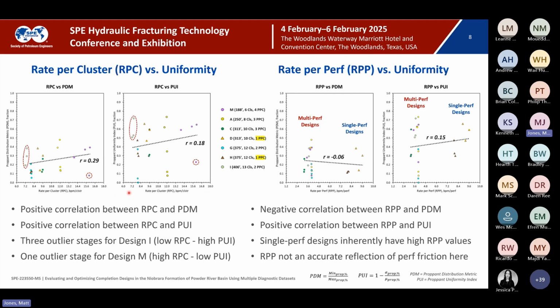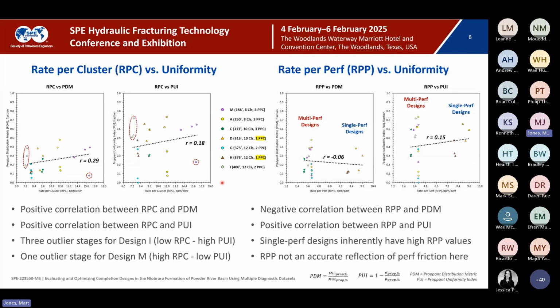Now, there are a couple of outliers we have to address, and both trends are very similar. So let's just look at rate per cluster versus PUI. We have 3 outlier stages for design I, shown here, which have low rate per cluster and high PUI. We also have 1 outlier for design M, which is our shortest stage length that we treated, that has high rate per cluster, yet low PUI. To explain why these outliers exist, we need to look at perf orientation. We'll do that on the next slide.